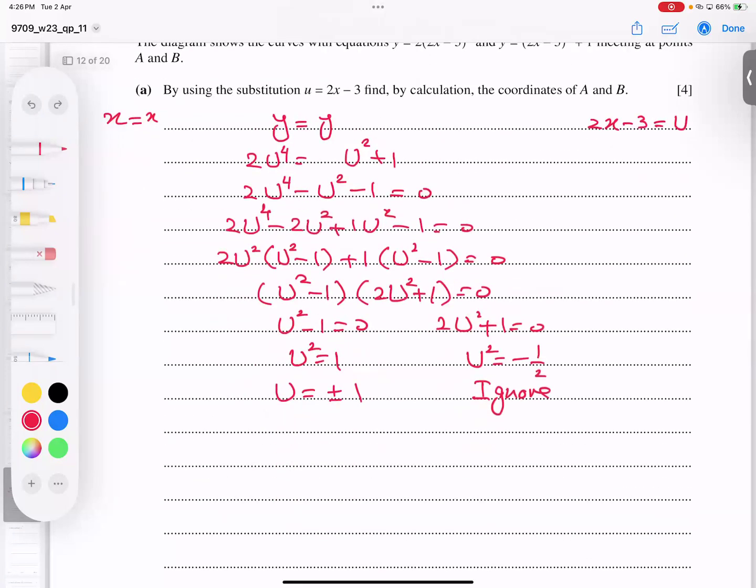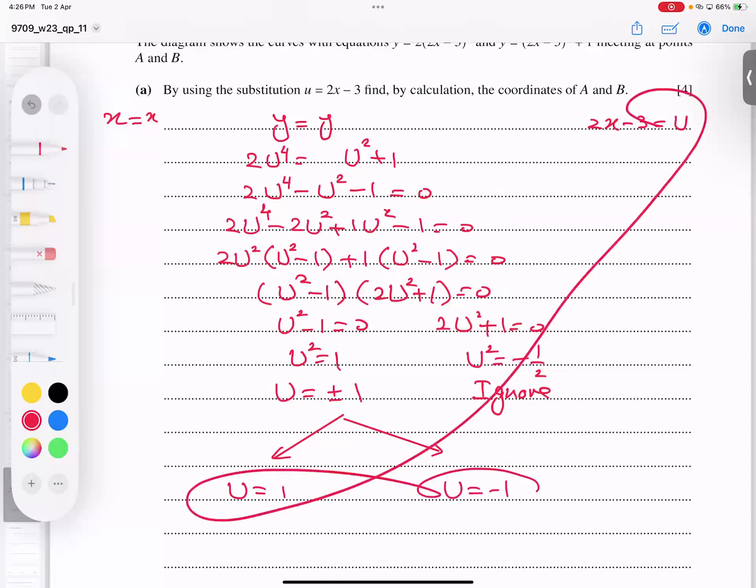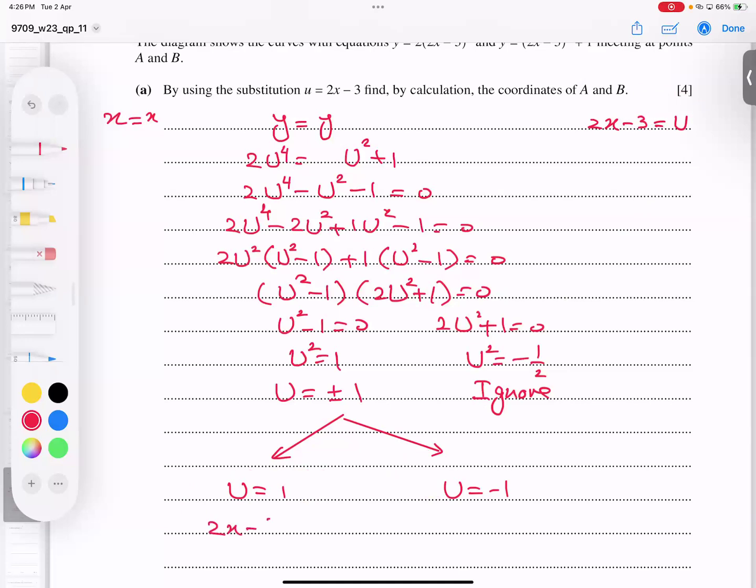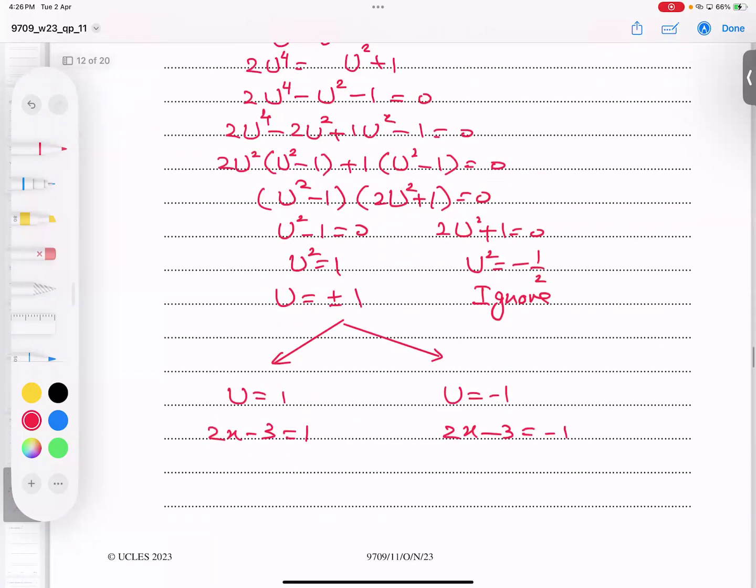And here you take a root, plus and minus. Don't forget, some students forget plus and minus. Now I'll break it into 2 parts, one here and one here. So one u is plus 1, one u is minus 1. And I will put both values back in the equation. So 2x minus 3 equals 1, and 2x minus 3 equals minus 1. So 2x is equal to 4, and 2x is equal to 2. I got x equal to 2 here, and x equal to 1 here.